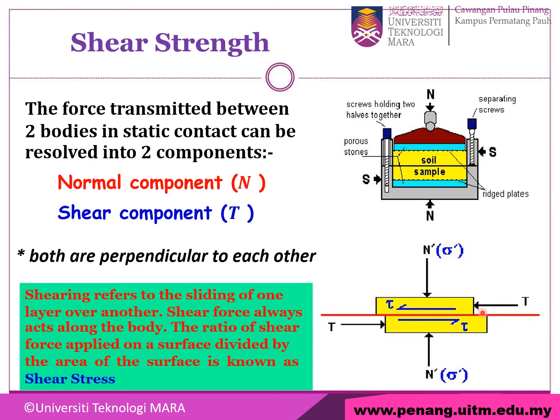You push, and then what happens is the shear happens. It moves from the original position here, and then it becomes this. It is moved from the original here to this location. So shear refers to the sliding of one layer over another. Shear force always acts along the body. The ratio of shear force applied on the surface divided by the area of the surface is known as shear stress. So this one we call the shear stress, and this one we call the normal stress.